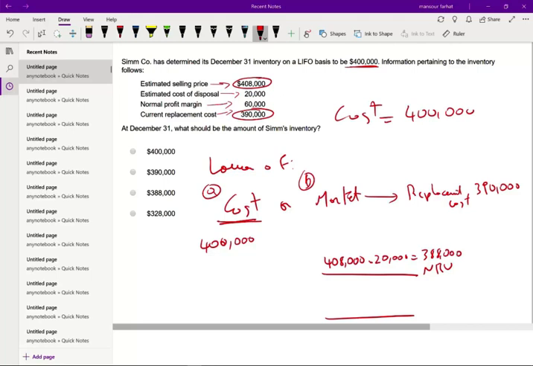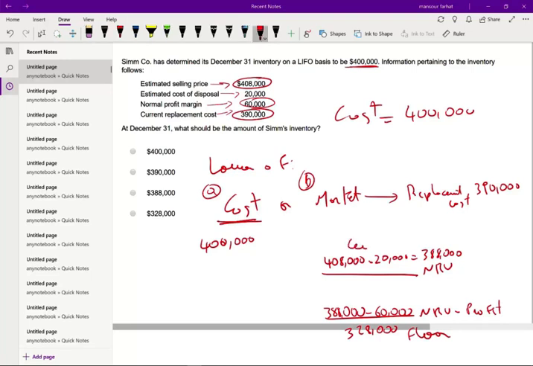This is the ceiling. The floor is NRV minus normal profit. The normal profit margin is 60. We call this the floor. And what's 388 minus 60? The floor is 328. So this is the floor and this is the ceiling.